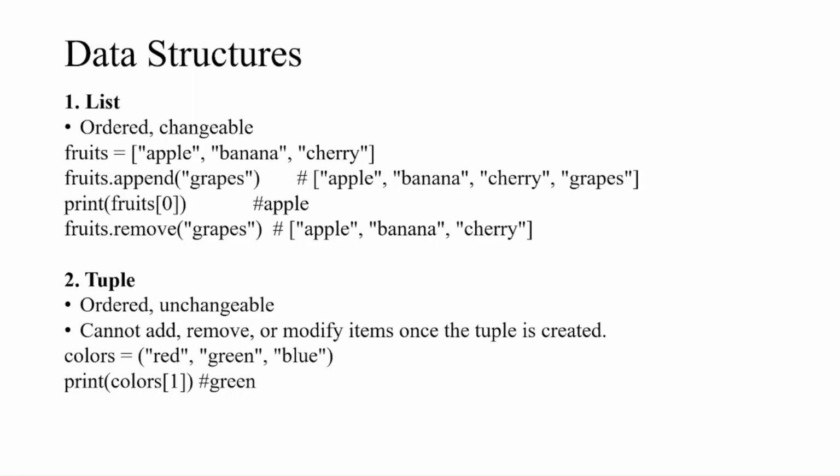Next one is tuple. The items in a tuple must be enclosed with normal brackets, and it is ordered and unchangeable. Ordered means, as I already said in list, it is in sequence. Unchangeable means we cannot add or remove or modify items in the tuple. We can only do indexing, and we can find the length of the tuple. I will explain with the example.